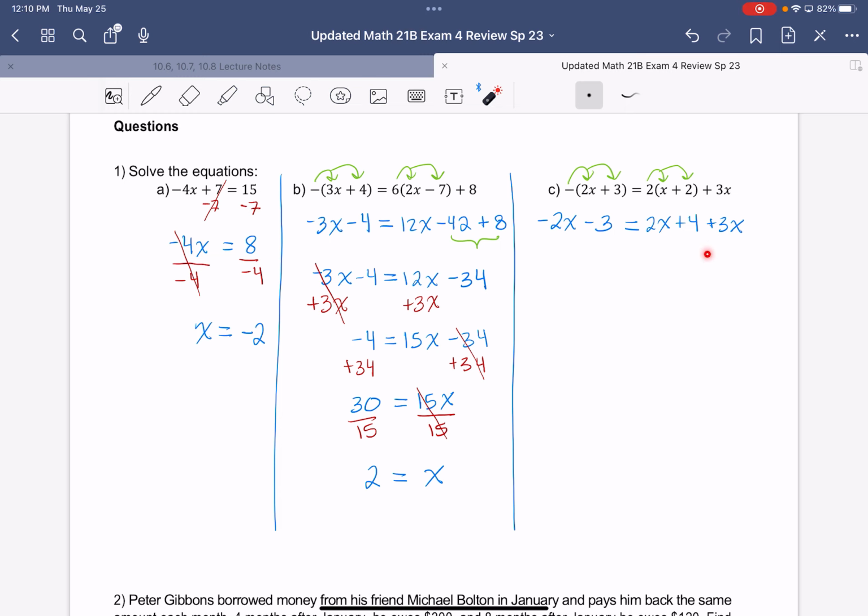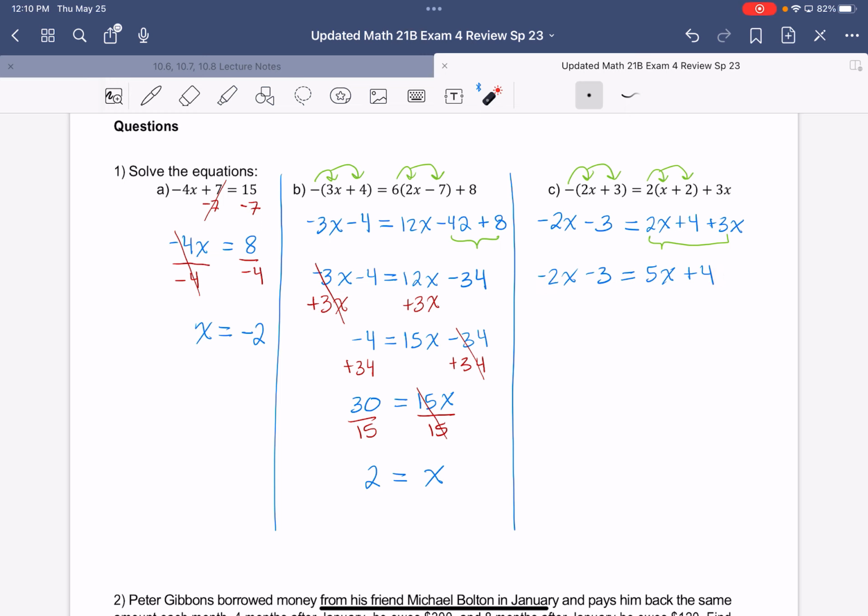Check to see if you could simplify any further, which we can. On the right-hand side, we can combine our like terms. Our like terms being the 2x and the 3x, right? 2x and 3x are like terms, so those two values can be combined. So the minus 2x, the minus 3 comes down, equals 2x plus 3x is 5x, and then bring down the plus 4. Just double check, make sure the left-hand side is simplified. It is. My right-hand side is also simplified.